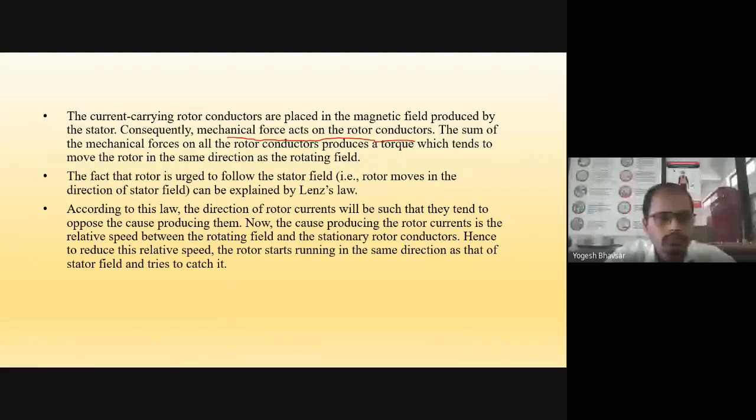The fact is that here the rotor is urged to follow the stator field. That is, the rotor moves in the same direction as that of the rotating magnetic field. And this can be explained by Lenz's law. As I said, here Lenz's law plays an important role. What Lenz's law says, first of all, that you should know.